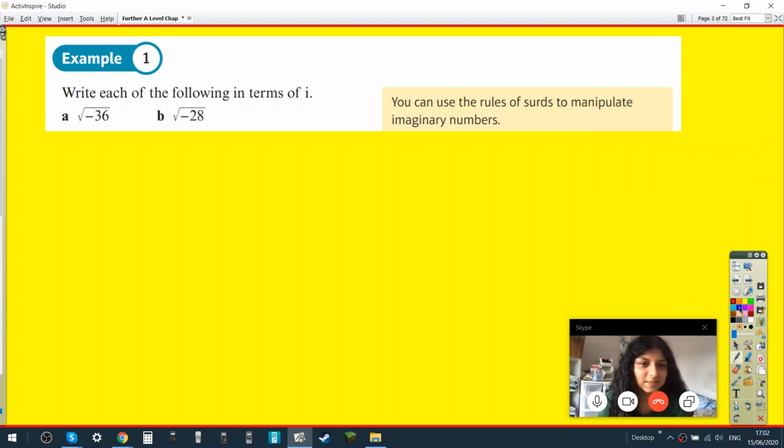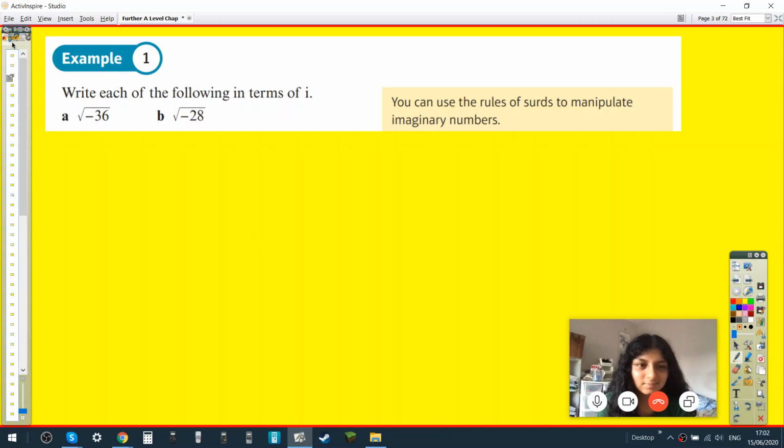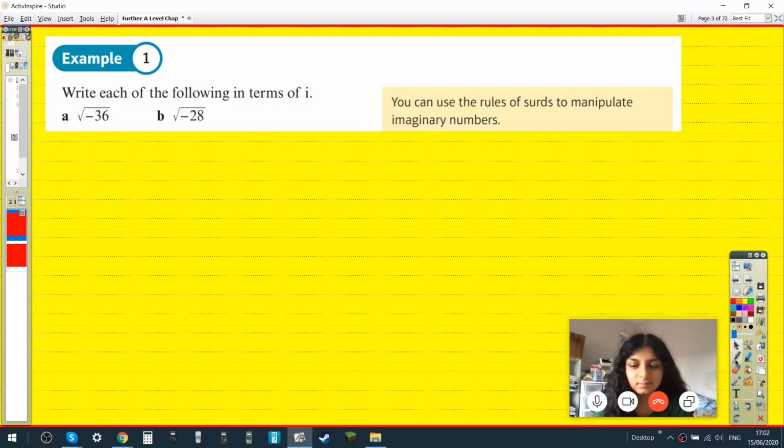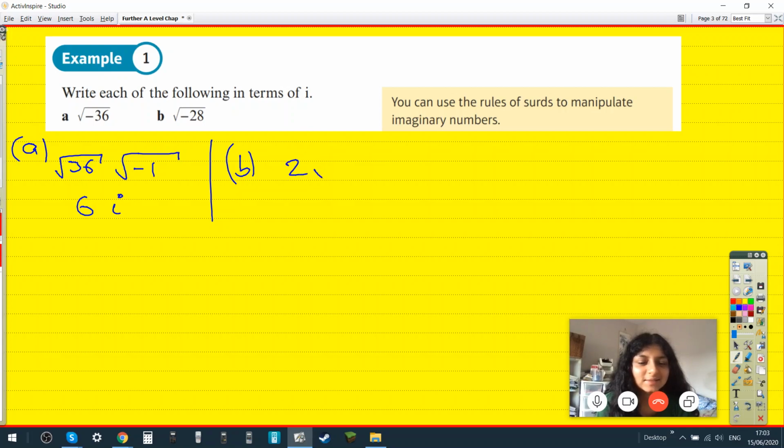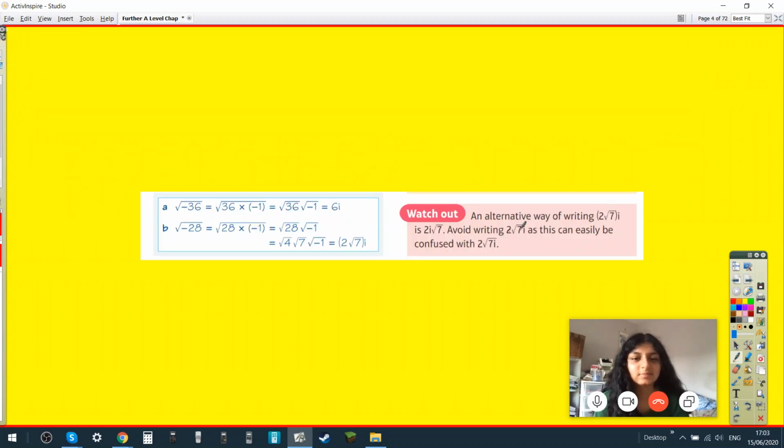Would the first one be 6i? Yep, because it's like root... hang on a second. You could write it as root 36 times root minus 1. And so that would be 6i. The second one then is 2 root 7i. There you go.